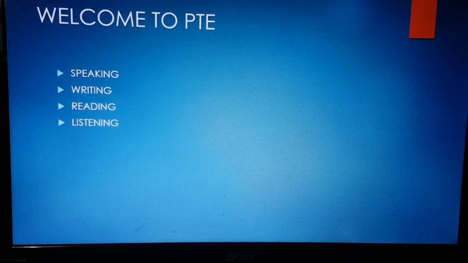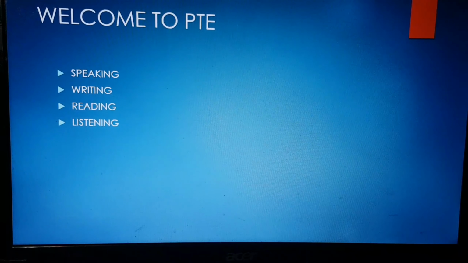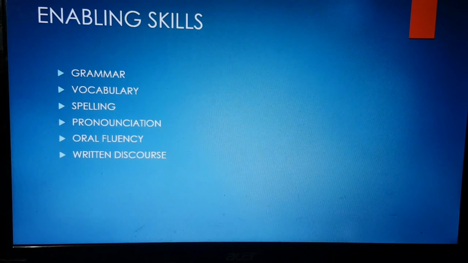Anyway, before you can write this thing, you need to understand that what PTE is really marking is your enabling skills. Now, what are these enabling skills? They are, as I've written, grammar, vocabulary, spelling, pronunciation, oral fluency, and written discourse. I will not dive deeply into them right now, but all I will say is that each one of them is going to be useful for various parts of the exams.